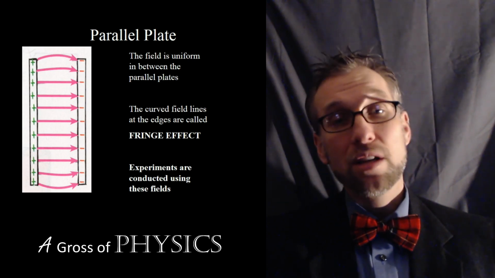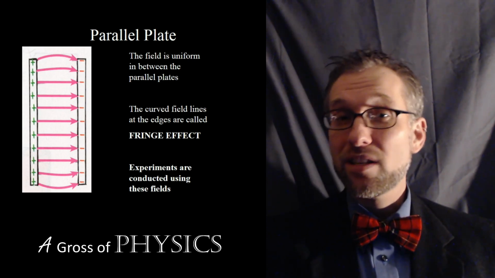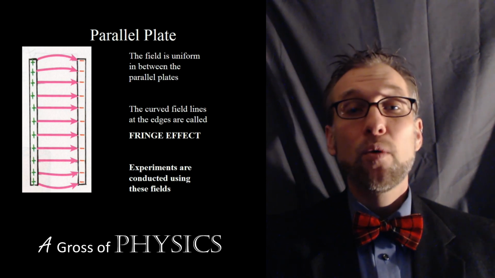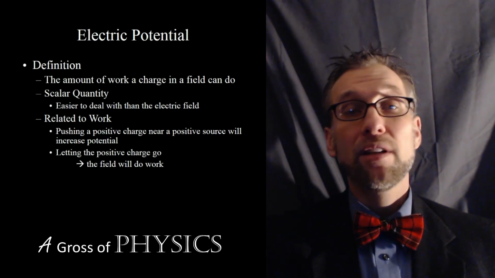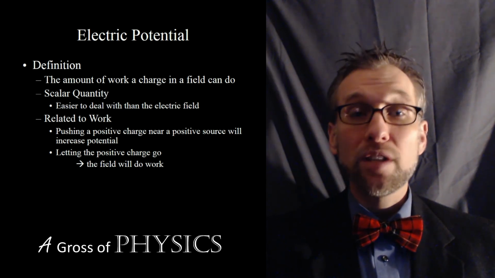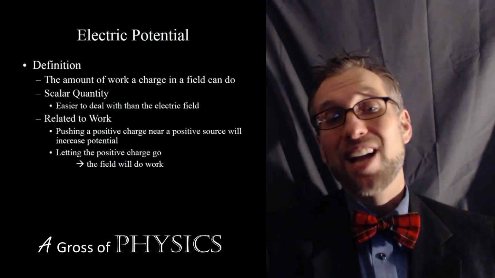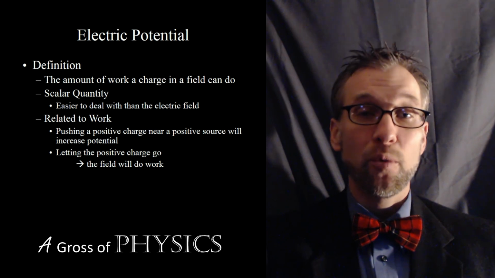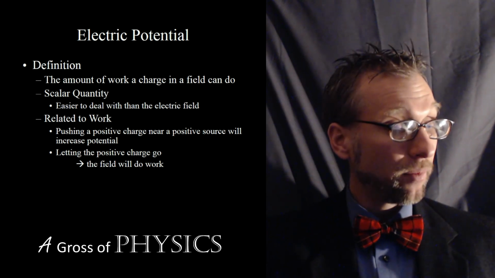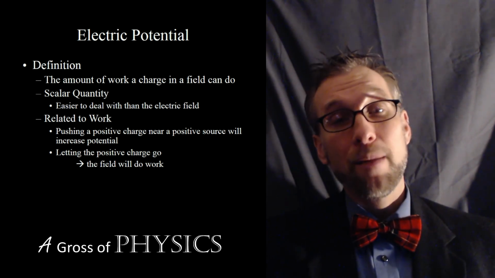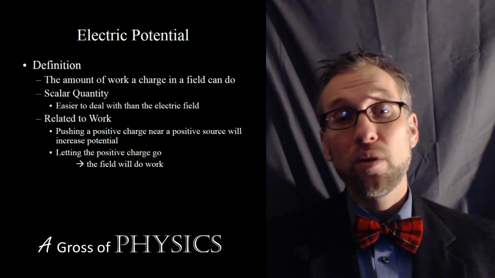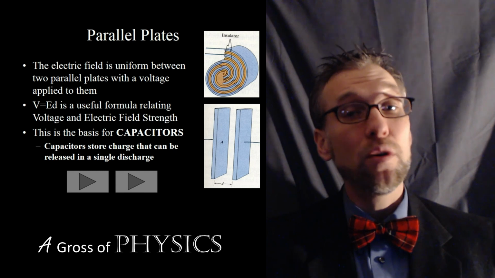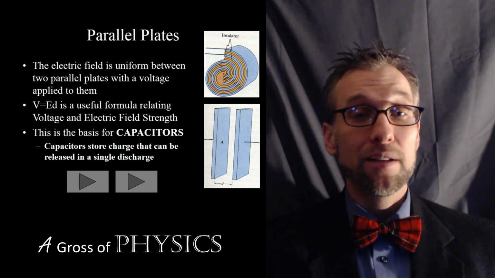After that, we discussed electric potential, which is a scalar quantity, and more importantly, the potential difference between 2 points in a field. Electric potential difference is also known as voltage, which is a common term that most people are familiar with when dealing with electricity. We talked about parallel plate capacitors and how we can use the equation V equals Ed to solve for the electric field inside, which is uniform because they're parallel plates.